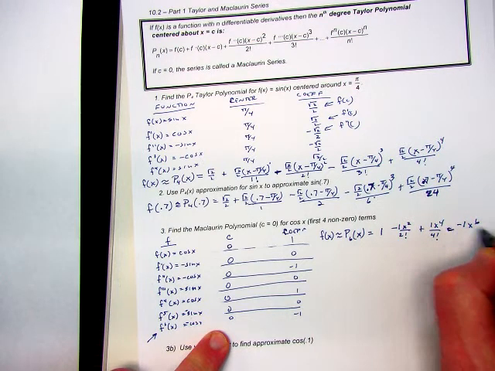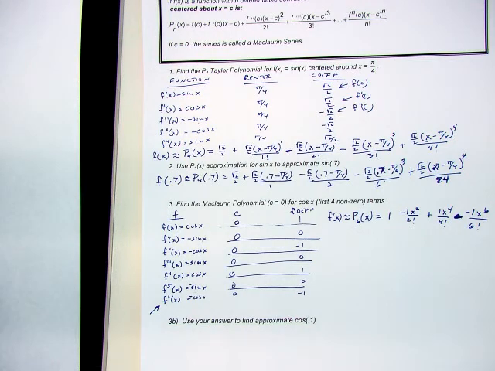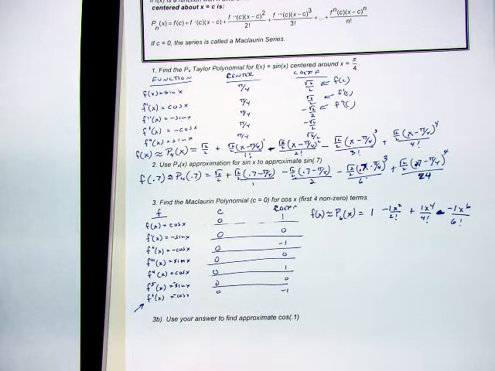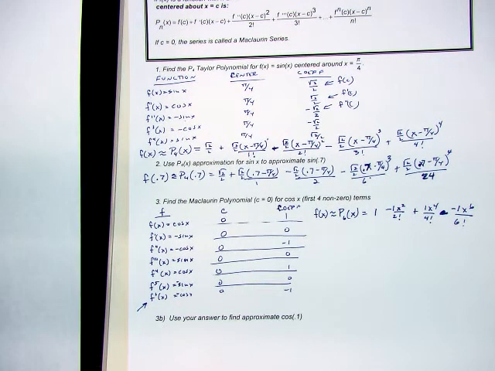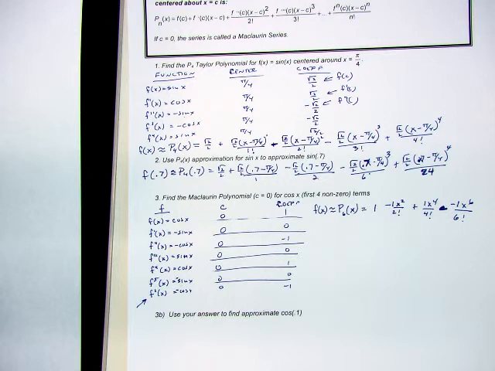Okay, I just don't want to mess up my signs there. Over 6 factorial. Okay? All right. So that is our Maclaurin, which means centered at 0, for non-zero. It didn't say a P sub 4, it said for non-zero. So you got to be comfortable with that description.